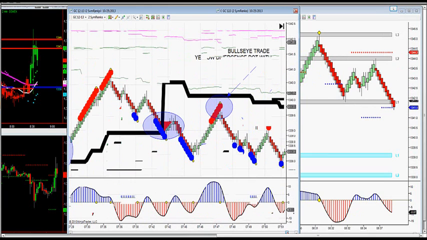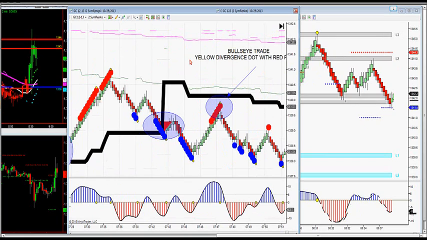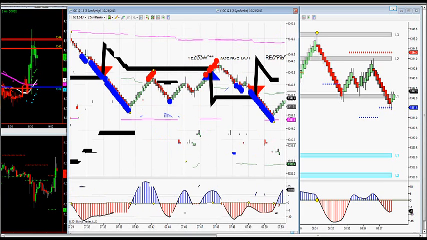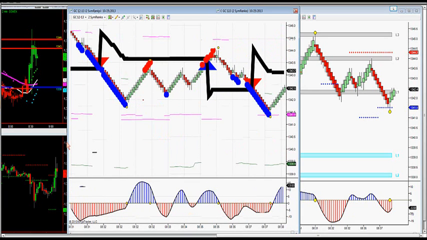Now, if you look at the J signal, when they both line up, here's the larger moving average with the smaller, then what we want to do is, if the triangle change is red, we look to take the bullseye trade. The bullseye trade is a yellow dot with the fib dot, with trend direction. Very, very simple.